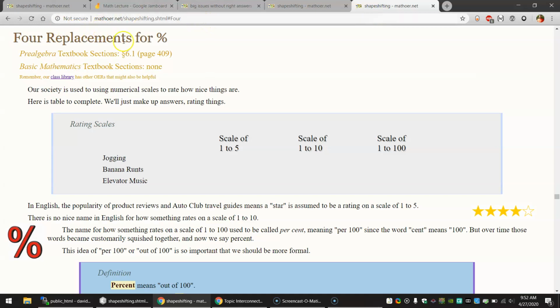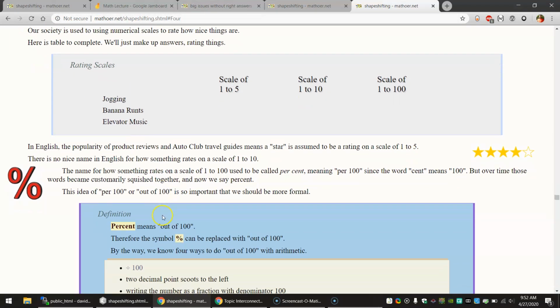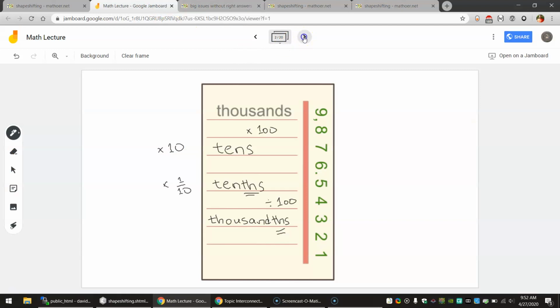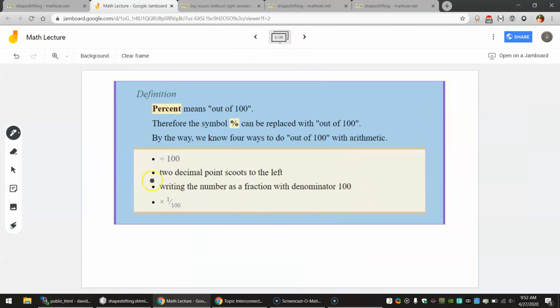When we started the 4 replacements for the percent symbol, there was this very important chart. If I have 47%, I can write that in 4 ways. Percent means out of 100. And out of 100, we could do divided by 100, take that percent symbol away and replace it by something that means the same thing.